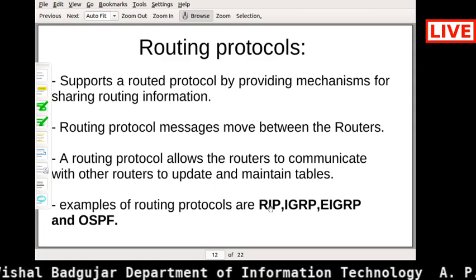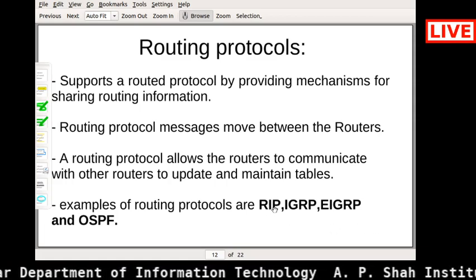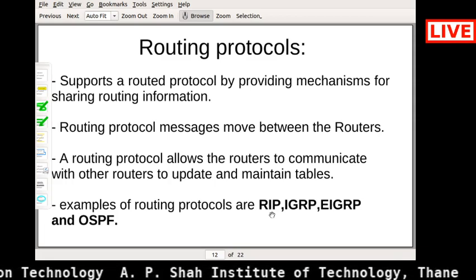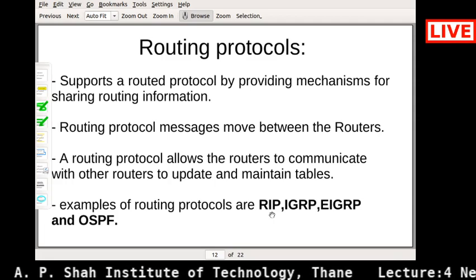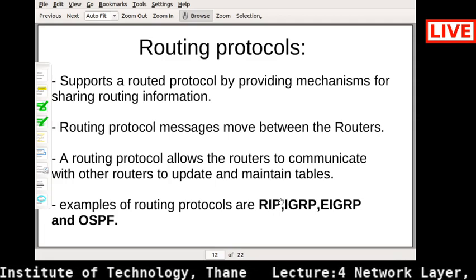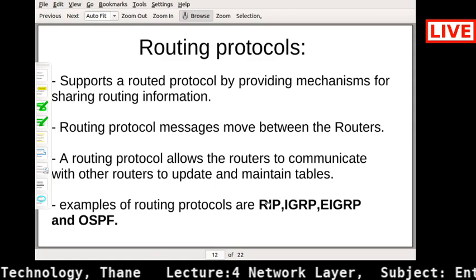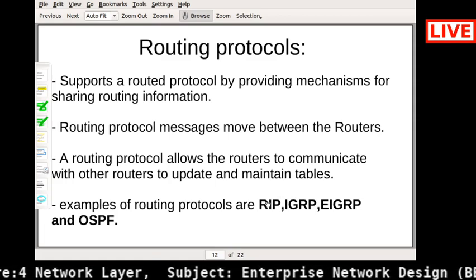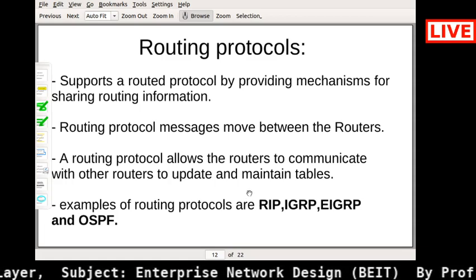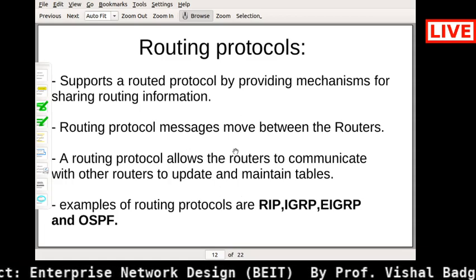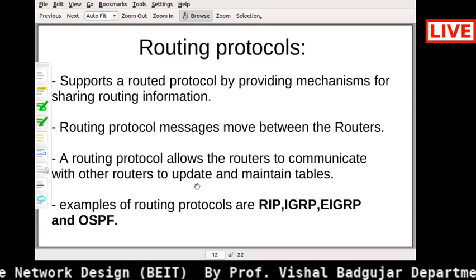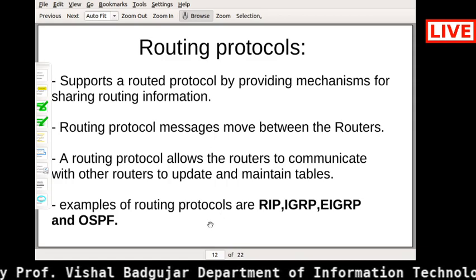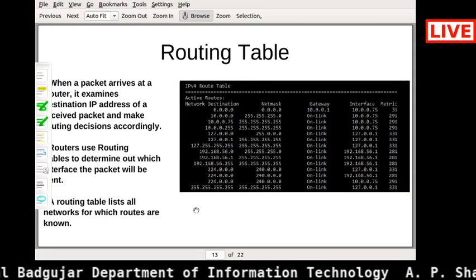We will see all these protocols, how to configure them when designing any kind of network, and the functionality of each particular routing protocol. We will see a demonstration as well in our network design labs. For now, just keep in mind what routing protocols mean, what their functionality is, and the different examples of routing protocols.